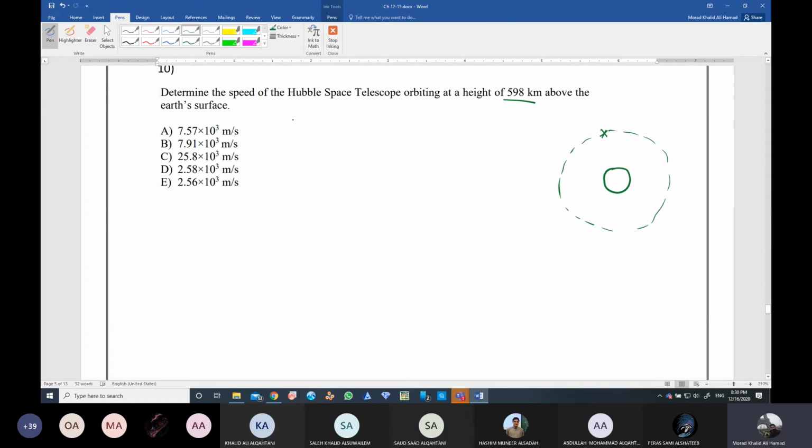If you remember, we know that the centripetal force is equal to mv squared over r. Do you remember this one from chapter 6? Yes, exactly. So here is the force that we know from this chapter, which is equal to G, mass of the Earth, mass of the telescope divided by r squared. This equal to mv squared over r.